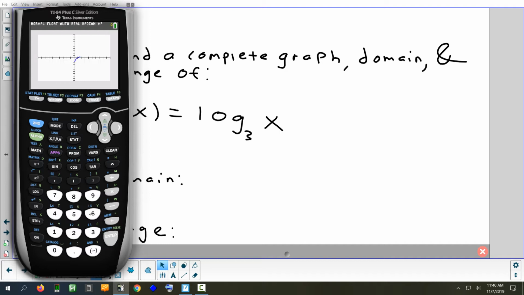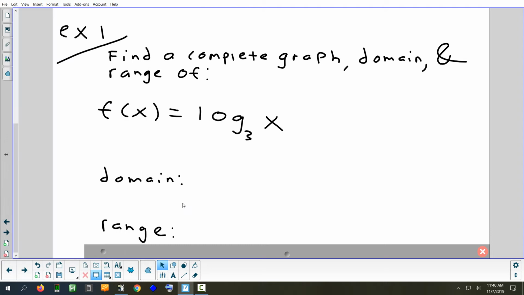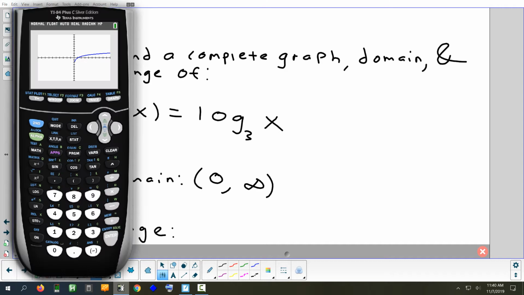So what is my domain there? 0 to infinity. Including 0? No. No, cannot take the log of 0. Now the range, you can't quite trust what you're seeing. What is the range? Negative 2 to infinity.